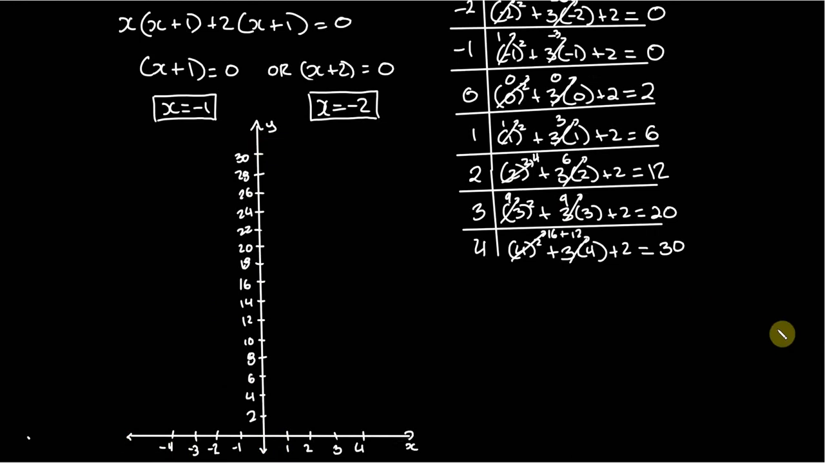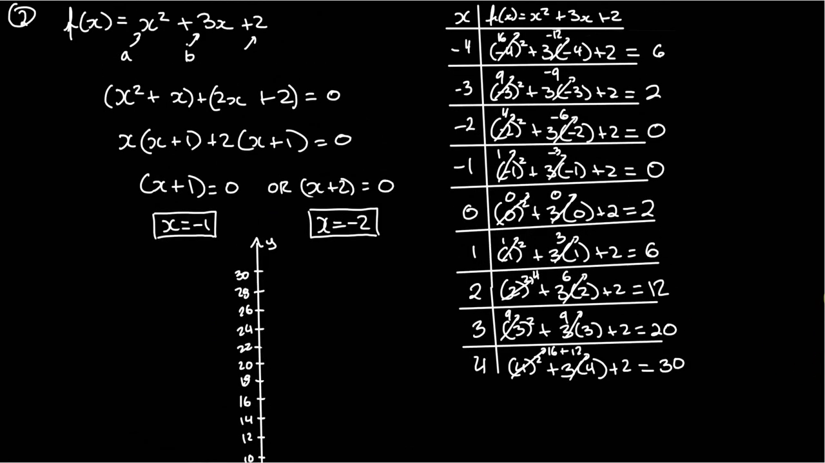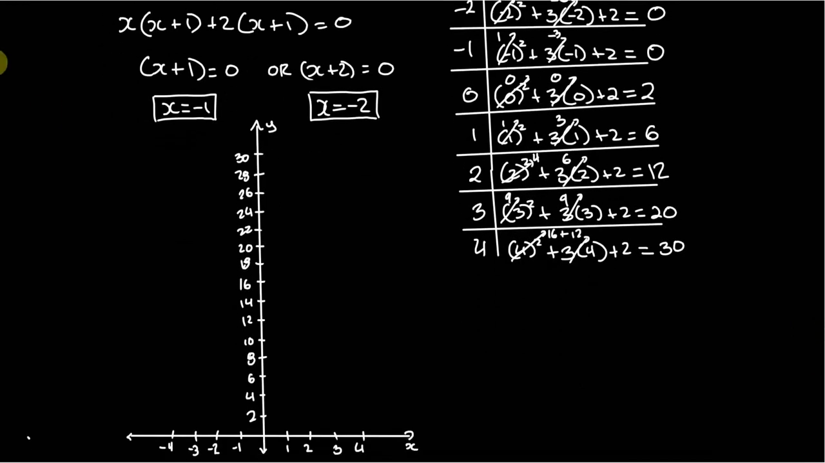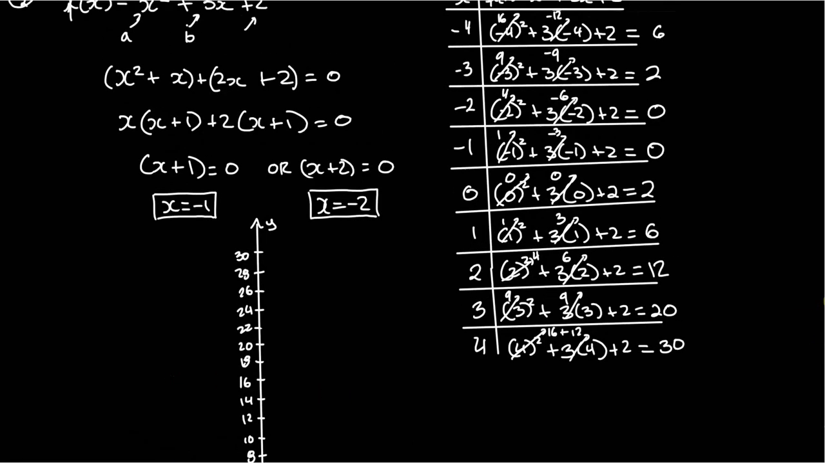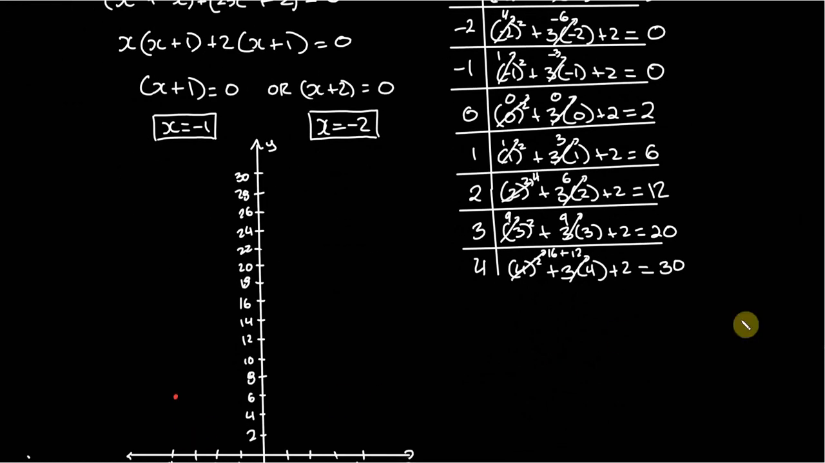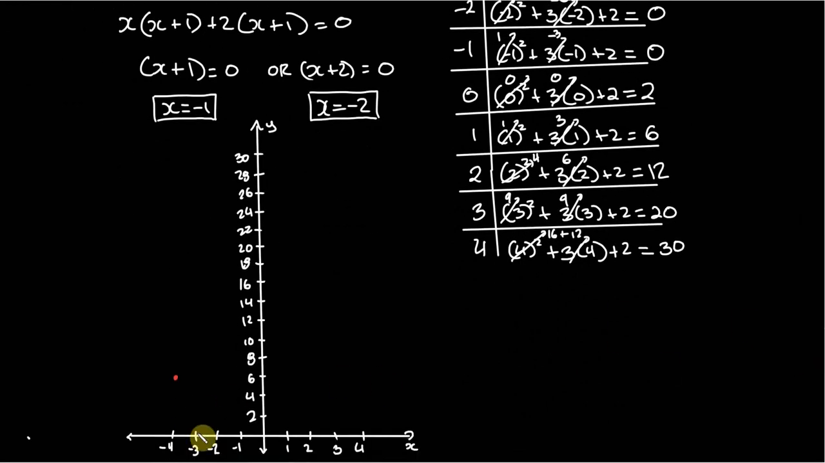Right, so when x equals negative 4, what did we find? We found that y equals 6. So I'll mark the points in red. When x equals negative 4, y equals 6, so it's going to be right there. When x equals negative 3, y equals 2.